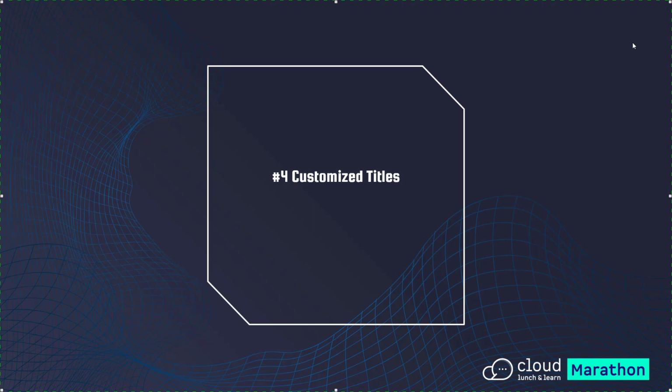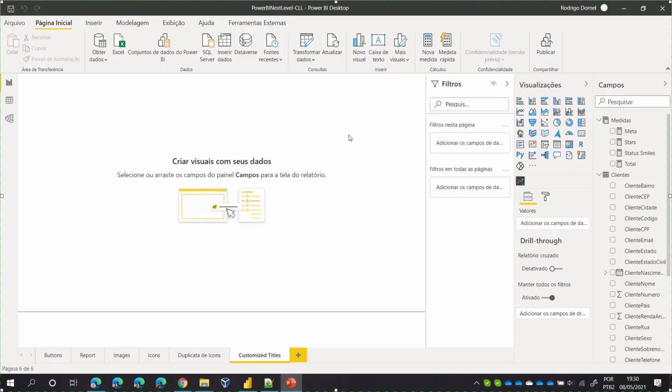So another one that I like too much is customized titles. Now with the latest updates with Power BI, we have options to customize these titles with custom formulas. So you can use some icons that I showed in the other example, customize some texts, some views, some things you want to improve. So let's do one more example.